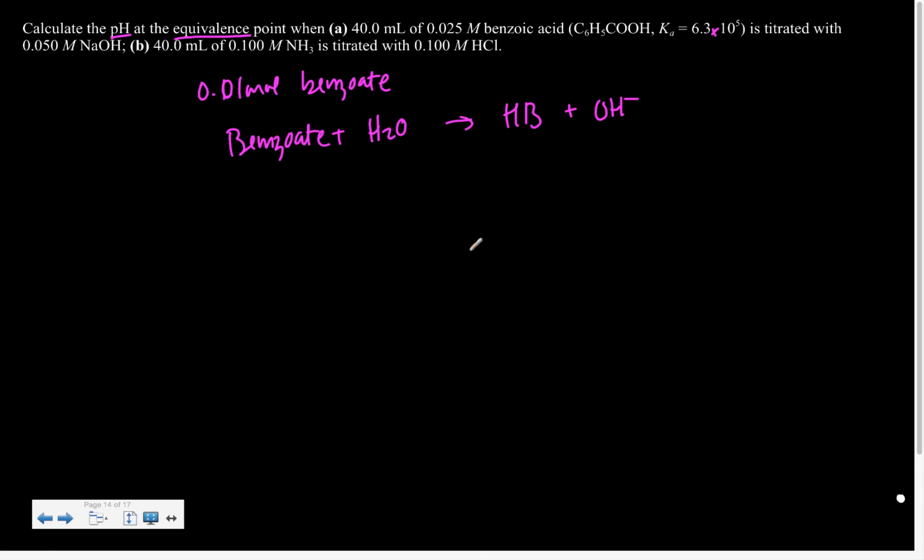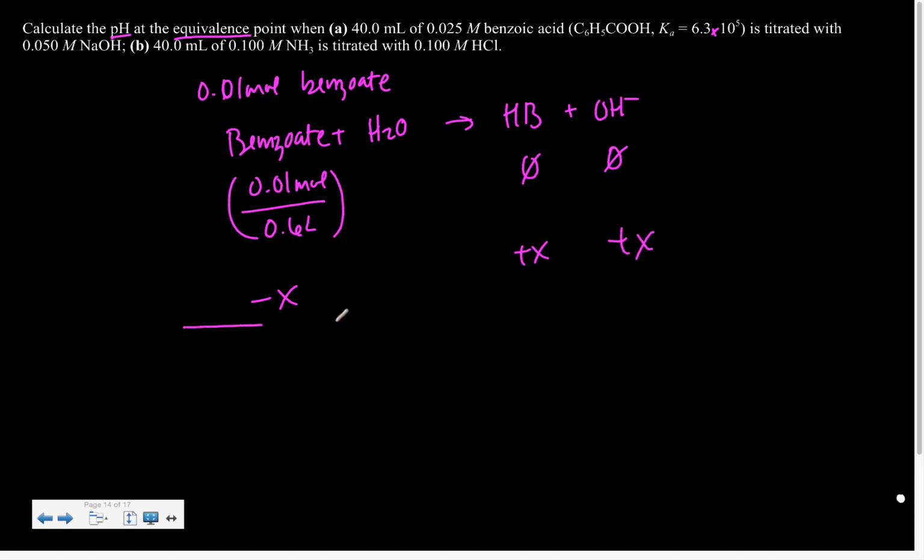So then, here is where it's basically just like we did in the previous chapter. We have 0.01 moles over 40 mL of this, and since this is double the concentration, we'll need 20 mL of that, so over a total of 0.6 liters. That's how much of that we have. And here it's just like before, where we have 0 and 0, and then minus x, plus x, plus x. So we have 0.01 divided by 0.6 minus x, plus x, plus x, and I'm going to set that equal to my K expression.